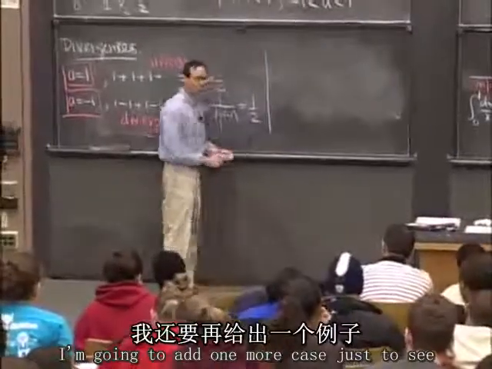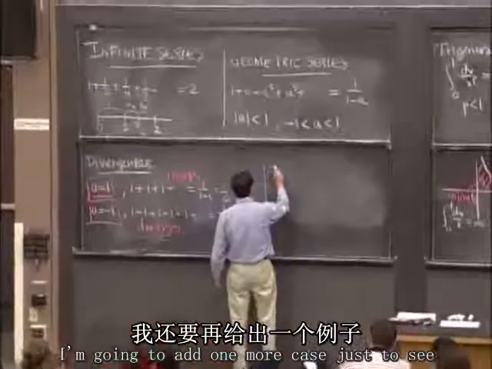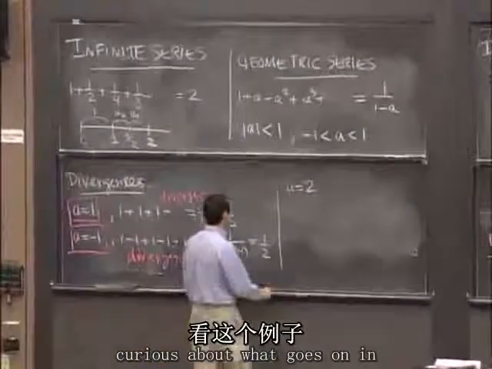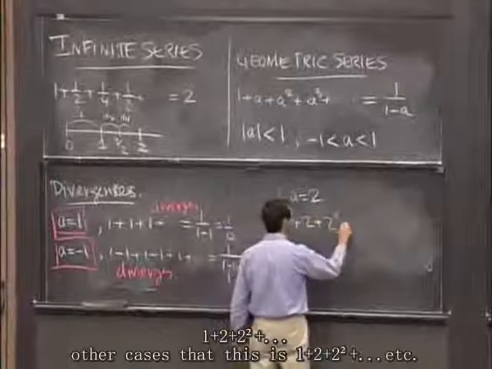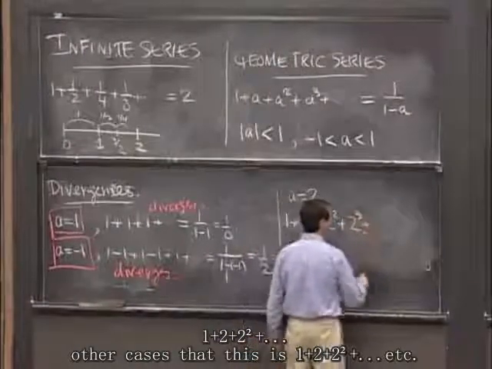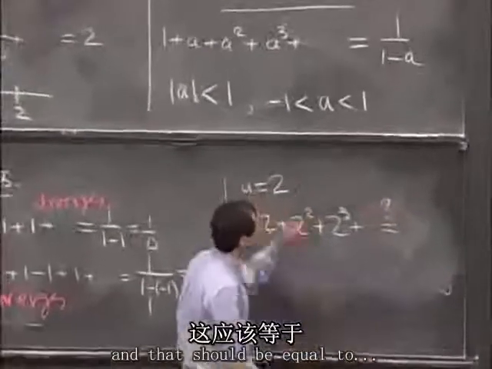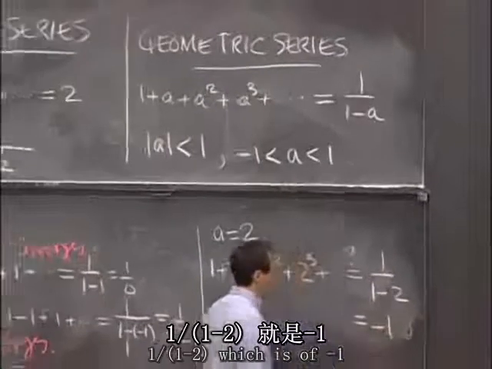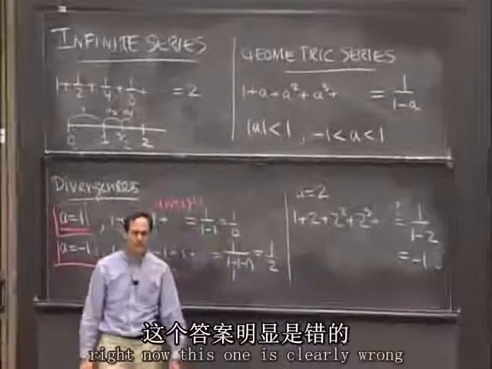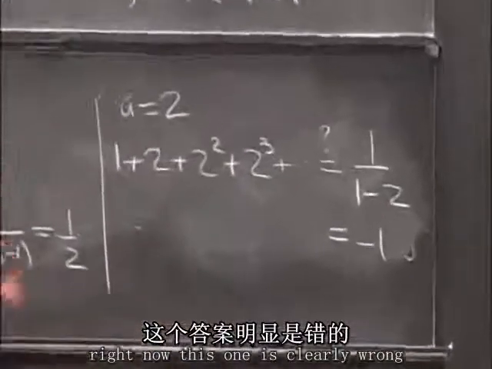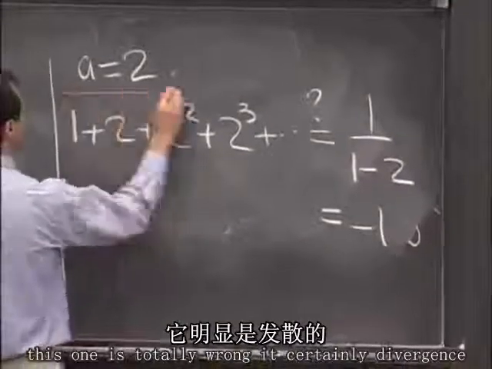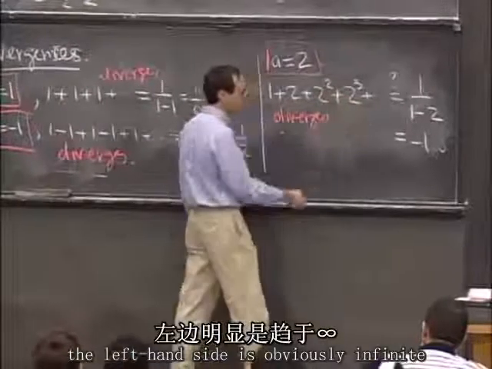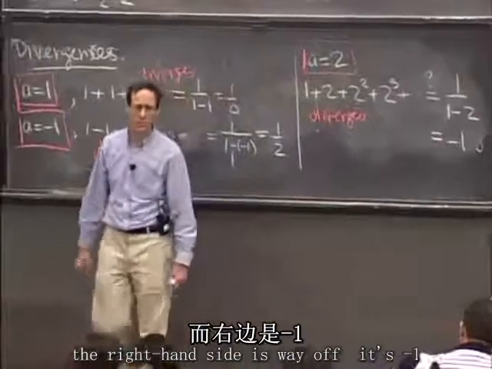I'm going to add one more case just to see that mathematicians are slightly curious about what goes on in other cases. So this is 1 plus 2 plus 2 squared plus 2 to the cube, etc. And that should be equal to, according to this formula, 1 over 1 minus 2, which is negative 1. Now this one is clearly totally wrong. It certainly diverges. The left-hand side is obviously infinite. The right-hand side is way off. It's negative 1.